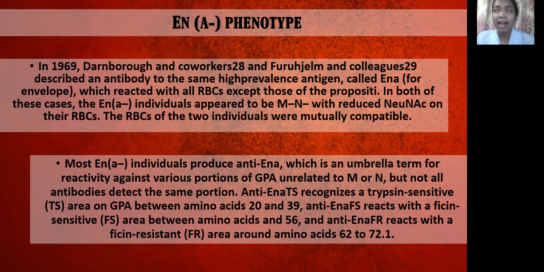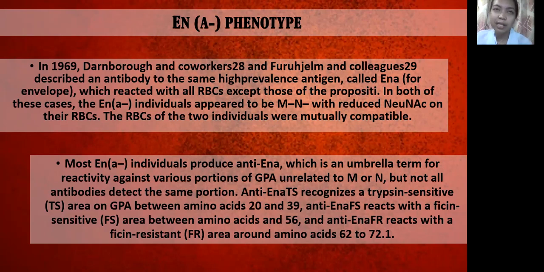So anti-En(a) can be confused with two other specificities that react with all normal RBCs, the anti-Pr and the anti-Wrb. Anti-Pr does not react with enzyme-treated RBCs and can be confused with anti-EnaFS, while anti-Wrb does not react with En(a-) RBCs, but does react with enzyme-treated RBCs and can be confused with anti-EnaFR. Anti-En(a) has caused severe HTRs and HDFN.